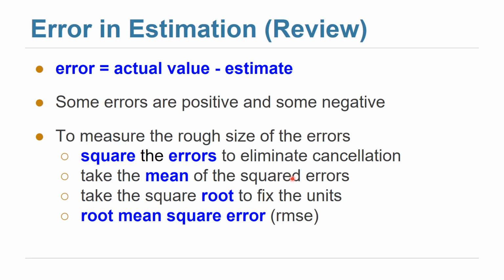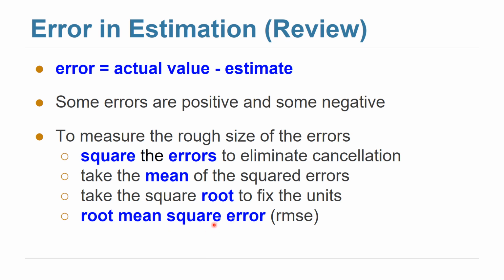Last lecture, we talked about errors in estimation in general, and we defined the error in estimation as the difference between the actual value or the observed value and the estimated value. And we mentioned that some errors are of course positive and some are negative based on the estimation that we do. And to measure the size of the errors, we defined the root mean square error.